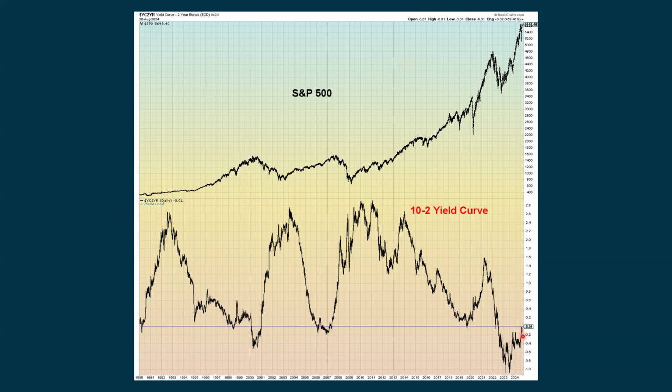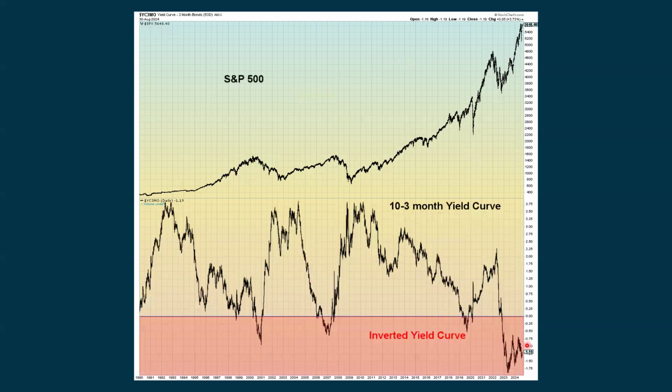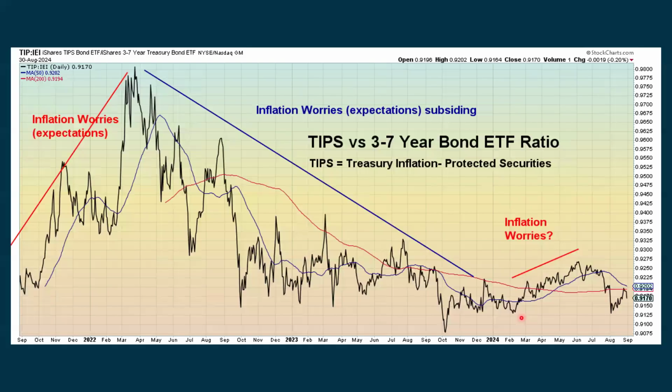There have been times over the last few weeks, or I should say over the last month, where we've actually gone back to looking regular again, only to close down still looking inverted. And then the other one that I follow here is the 10 to the 3-month. We still have a ways to go to get back to a regular type of yield curve here.